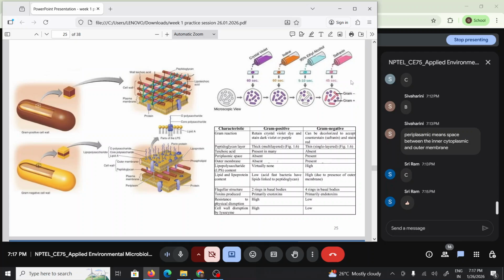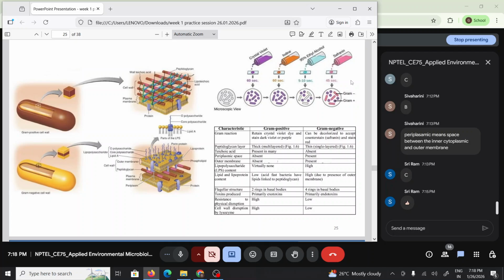The other differences are that the peptidoglycan layer is thick in the gram positive organism, and it has teichoic acid, whereas in gram negative you can't find any teichoic acid. We of course saw the periplasmic space is absent in gram positive, and the lipopolysaccharide content is very low or none. Based on this membrane arrangement, your flagellar structure will also vary. It has two rings in the basal body in gram positive, whereas four rings in the basal body in gram negative.